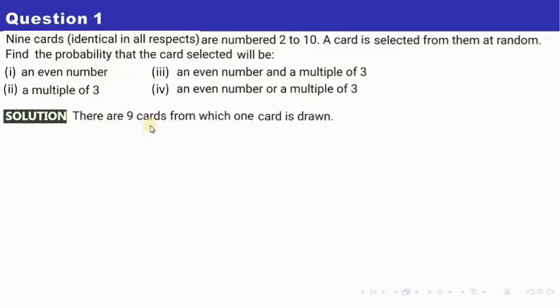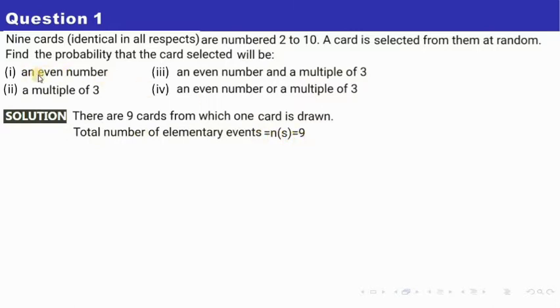Okay, so there are 9 cards from which one card is drawn. Let me see what the total number of outcomes is. Basically there are 9 outcomes, because there are 9 cards, so that's why the total number of elementary outcomes, or elementary events, is equal to 9. Or else you can write total number of possible outcomes is 9 here. Let me take the first one.